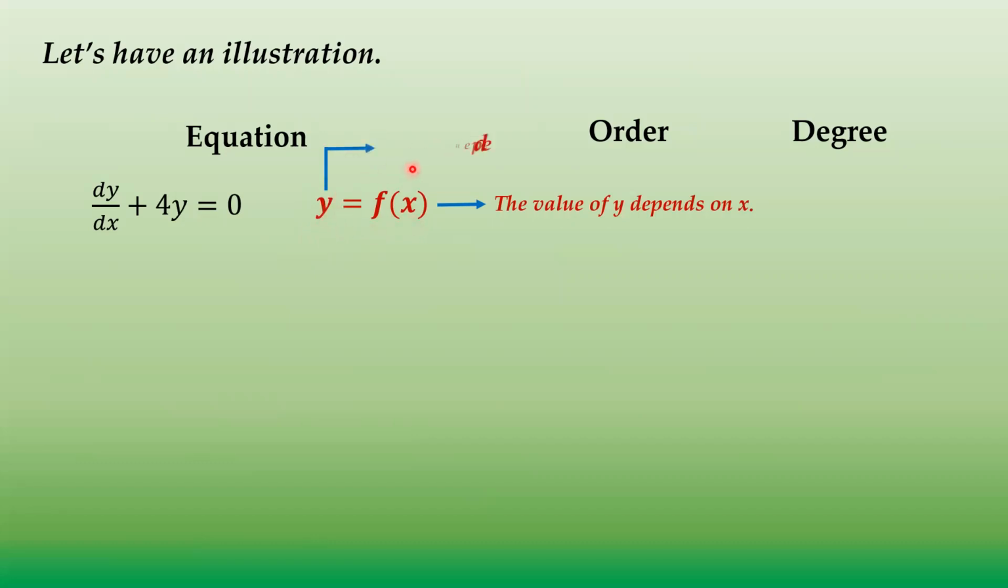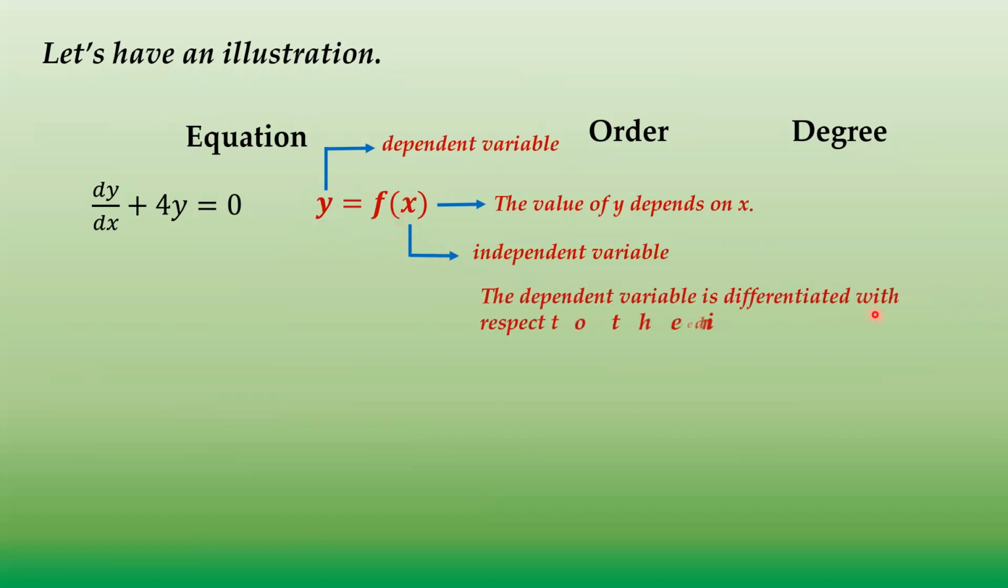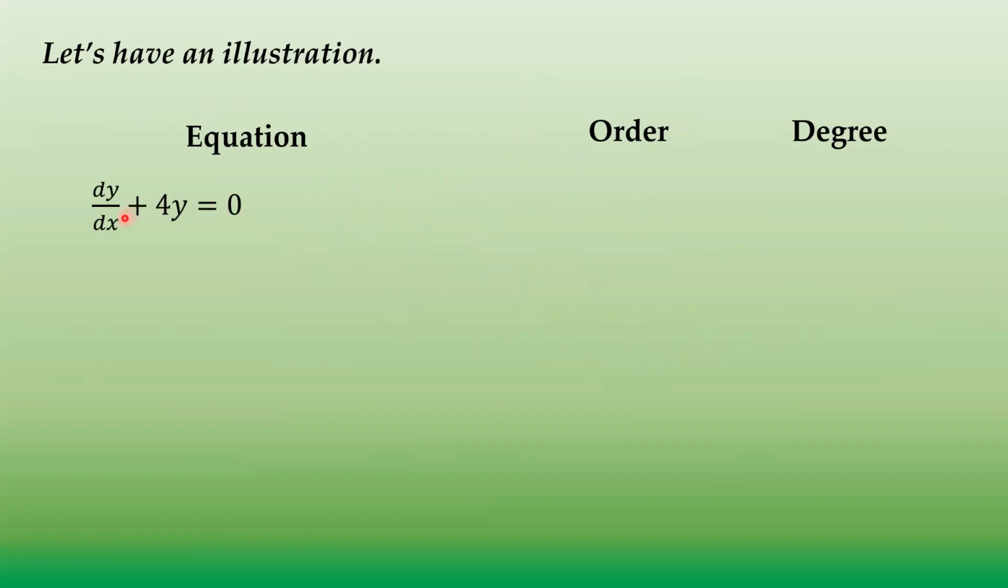Kaya ang tawag sa y ay dependent variable. Now, yung x naman natin, yan yung independent variable natin. So, if we have y equals f of x, mangyayari dyan, by differentiation, we have derivative of y with respect to x. So, meaning, your dependent variable is differentiated with respect to the independent variable. Kaya meron kang dy over dx, derivative of y with respect to x. So, ang y ang dependent, ang x ang ating independent variable. So, in our equation number 1, yung y ngayon ang ating dependent variable, x ang ating independent. So, y is differentiated with respect to x.